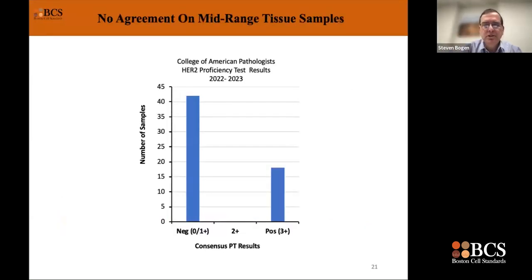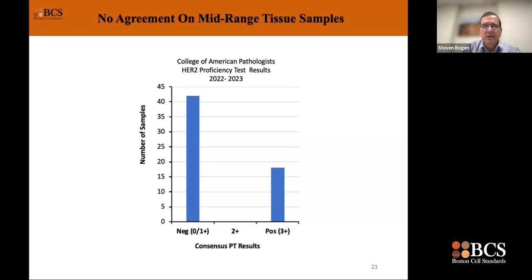This is an illustration of that point, that mid-range results are unreliable. The data are from published proficiency test results by the College of American Pathologists. Twice a year, the CAP sends laboratories a HER2 proficiency survey. Each survey is comprised of 20 unknown tissue samples to analyze for HER2 status. The labs are required to stain the slides and report their results.